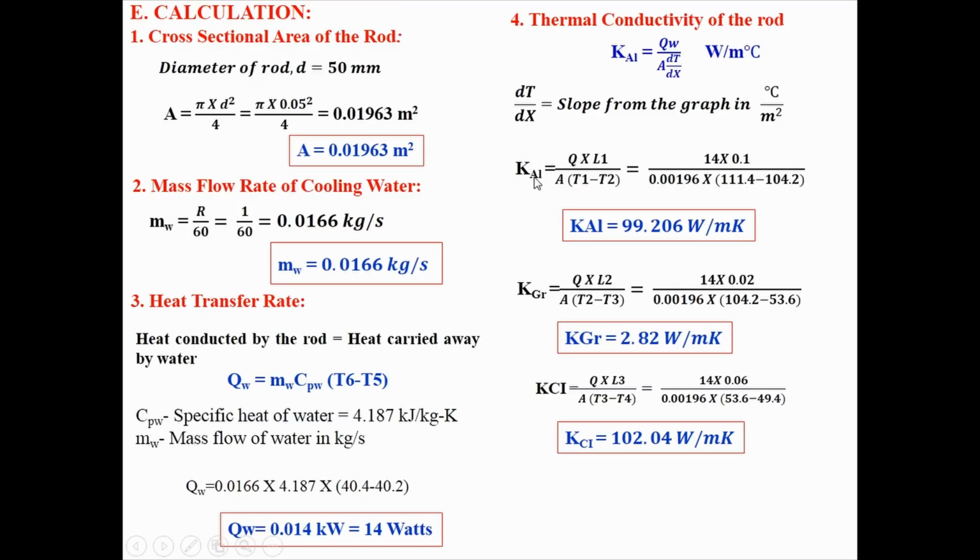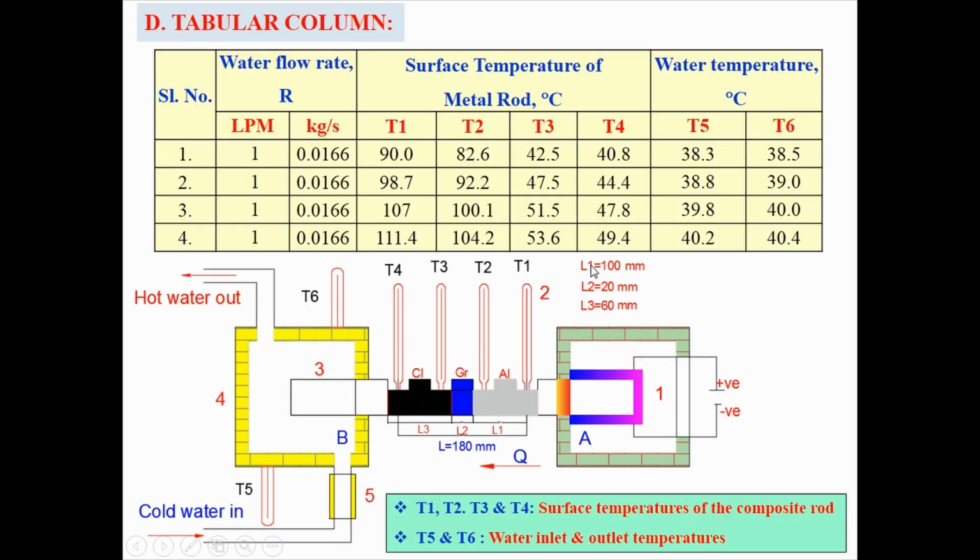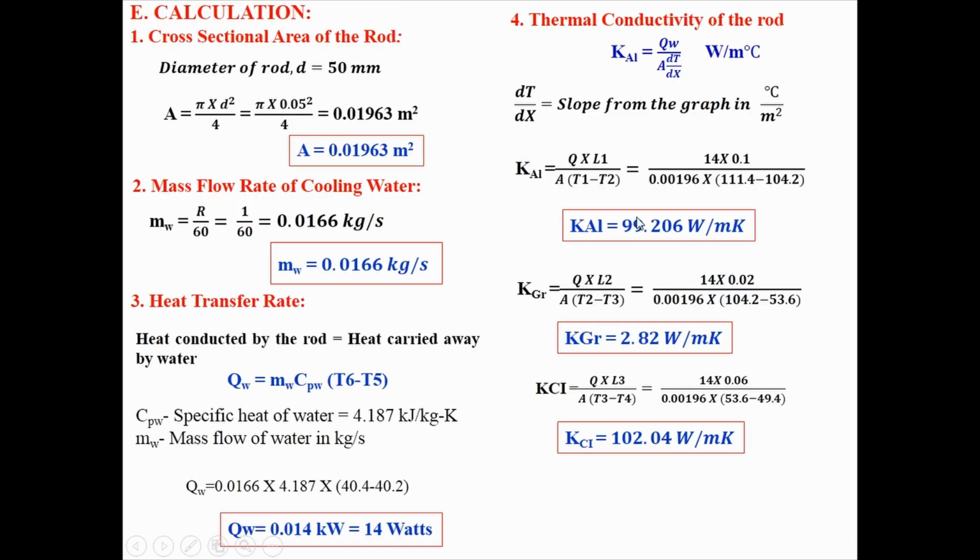Now you write the equation in this fashion and substitute the values. Q you already know. L1, the length of material 1, that is aluminum, is given in the specification itself. Substitute here: 14 into 0.1 divided by A, the area, into temperature T1 minus T2. As I told you, I will consider the last reading. Then I will get the thermal conductivity for the aluminum rod as 99.206 watt per meter Kelvin.